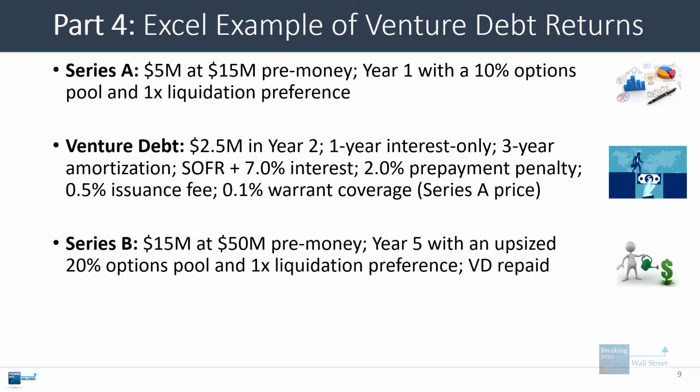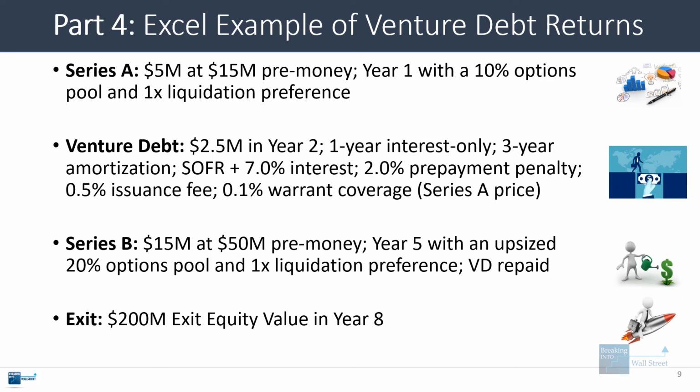The Series B takes place after this in year 5. It's $15 million at a $50 million pre-money valuation. There's a 20% options pool and a 1x liquidation preference. The proceeds are also used to repay the venture debt. And then finally, the exit takes place in year 8, and it's a $200 million exit equity value.